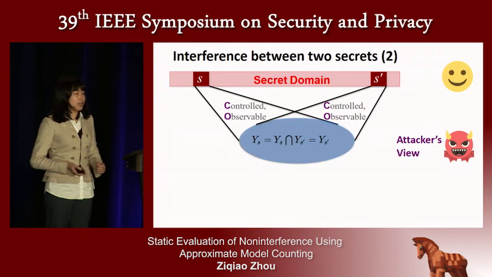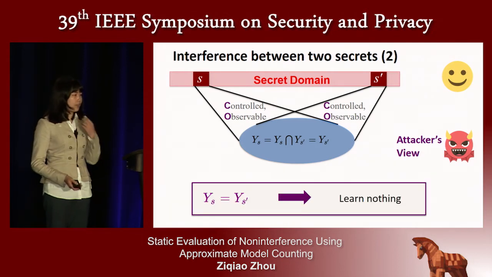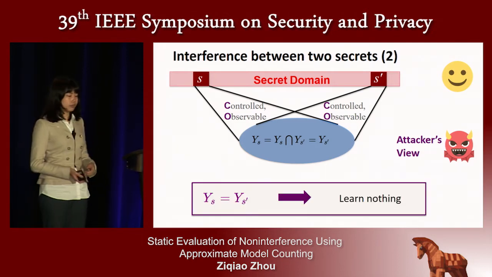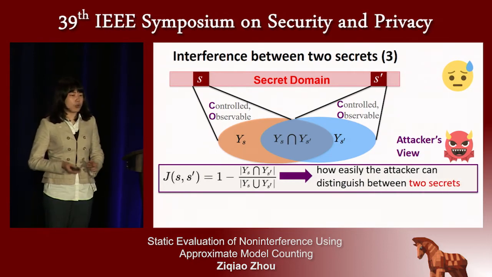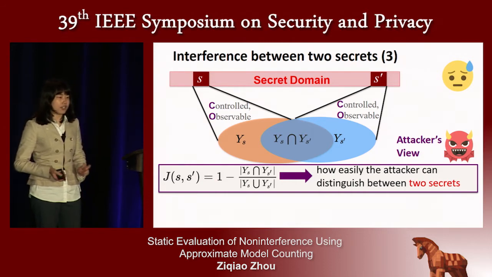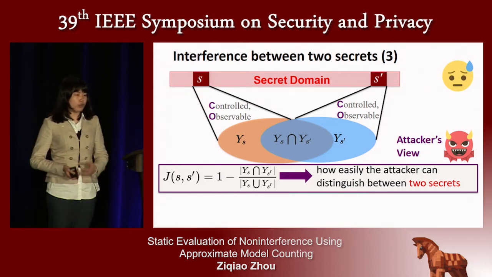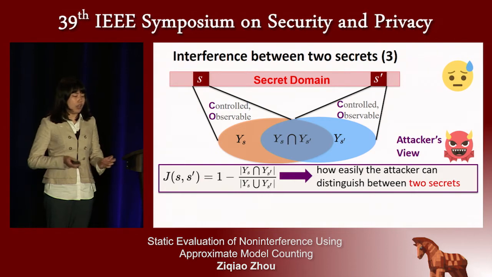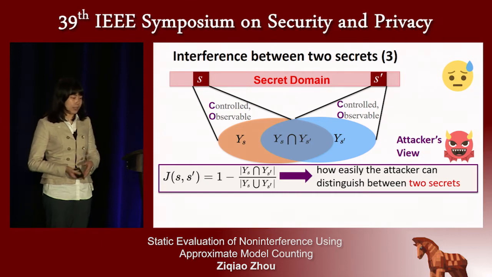If the attacker's views completely overlap with each other, then the attacker could know nothing about whether the secret is S or S prime. The most interesting case is when the attacker's views partially overlap with each other. Then a yes or no answer to whether the attacker could distinguish S from S prime is not enough. We propose to use the Jaccard distance between the two attacker's views to depict how easily the attacker could distinguish whether the secret is S or S prime.